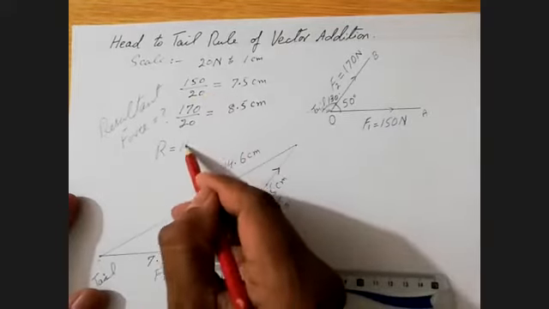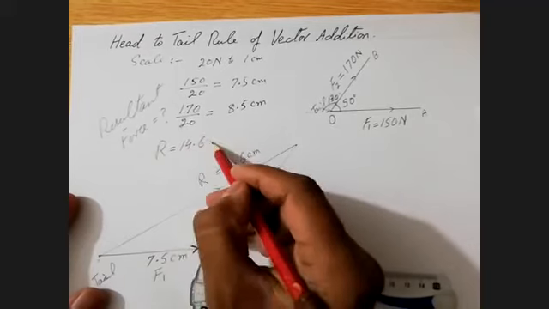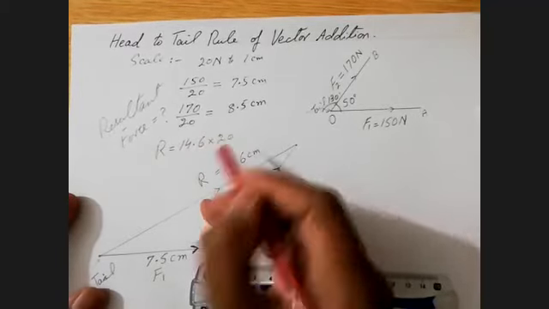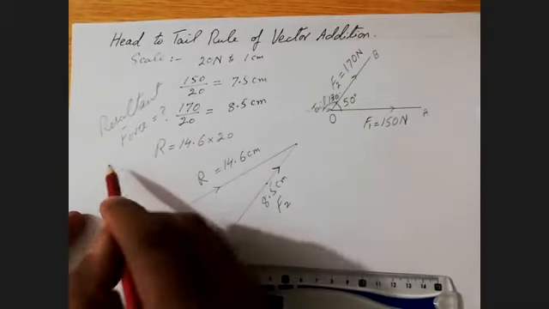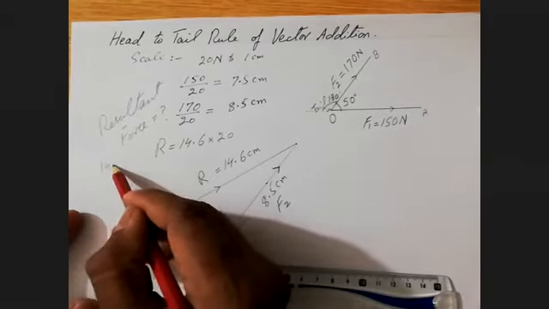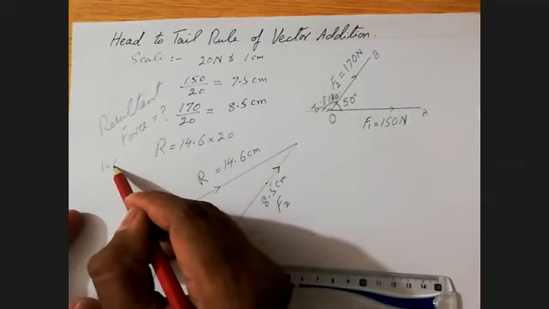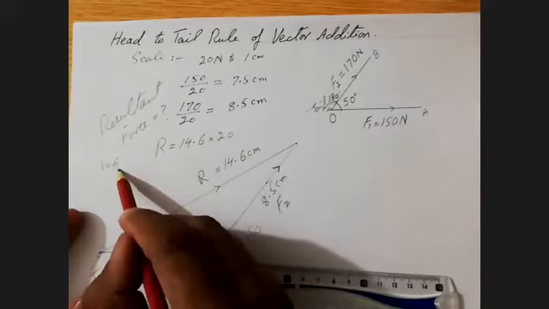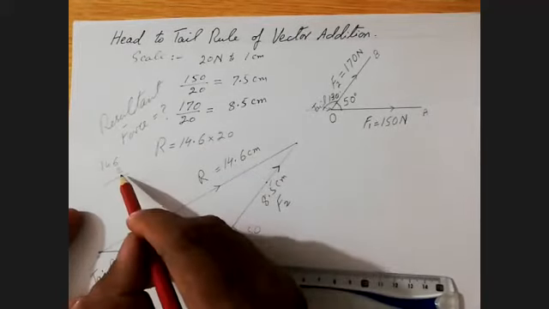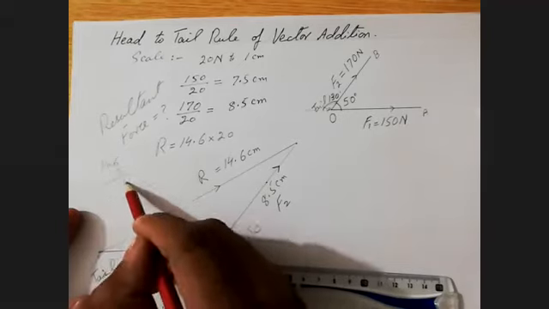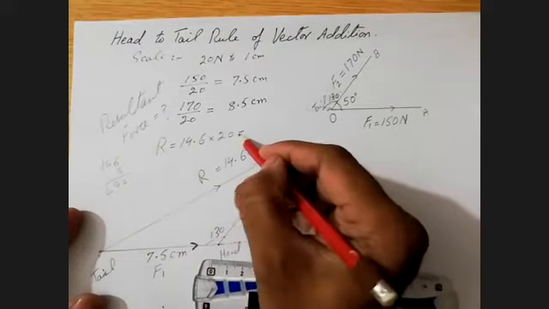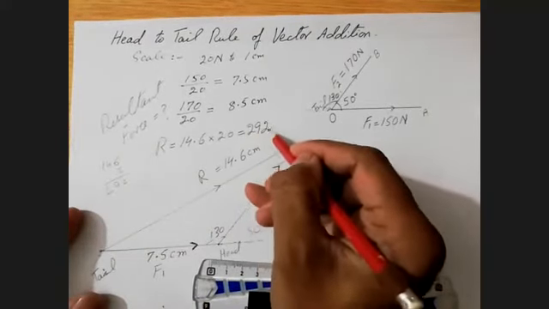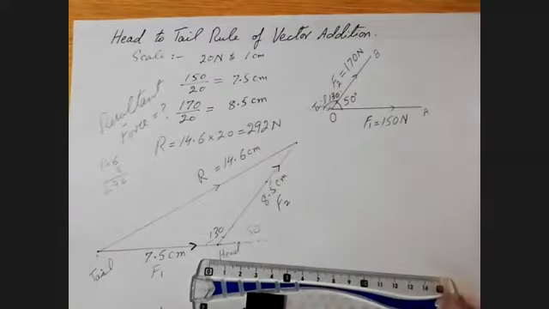Now 14.6 will be multiplied by 20. By multiplying it by 20, what is the answer basically? 14.6, or we can say 146 multiplied by 2. This gives you: 2 sixes are 12, 2 fours are 8 and 1 more is 9, 2 ones are 2, 292. So the resultant will be 292 Newtons. This is the resultant of the given two.